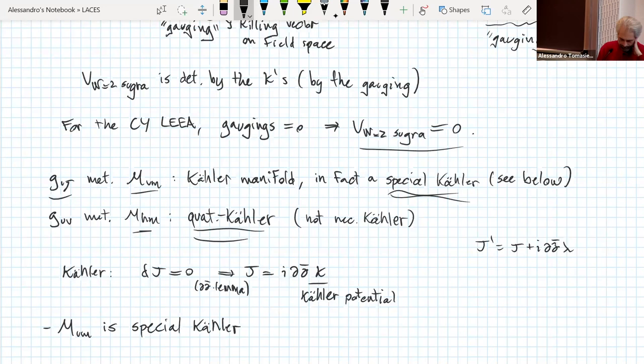The i is just here because J is real. If you take the complex conjugate of this, you're going to obtain minus i partial-bar partial. But partial and partial-bar anti-commute, so this is in fact i partial partial-bar. So this is why we keep this i, and this way K is real.